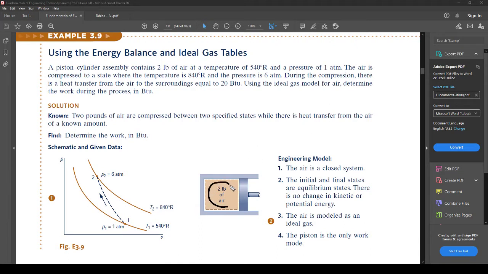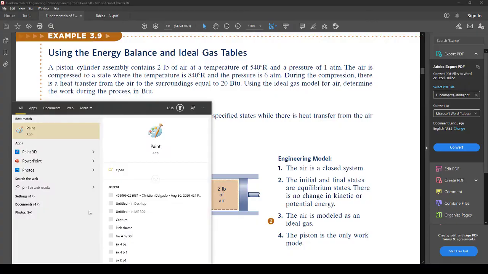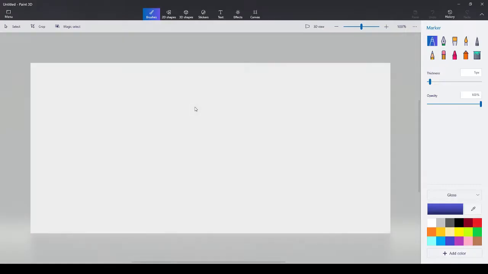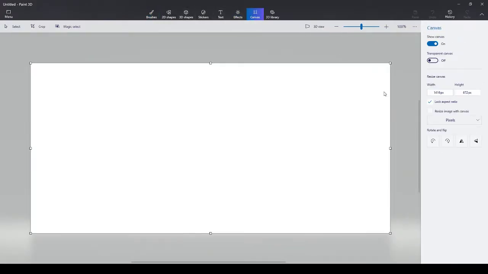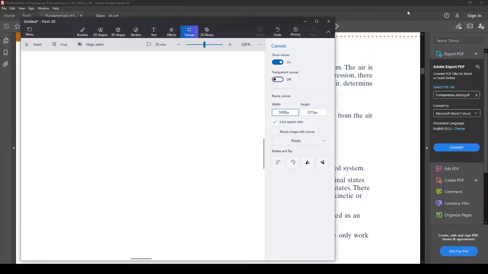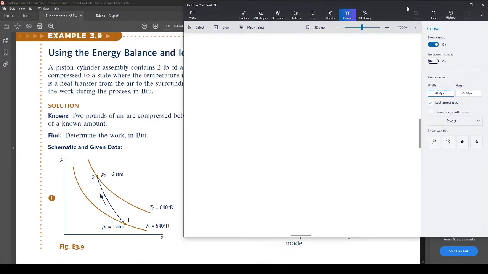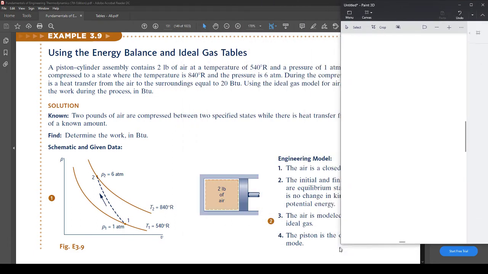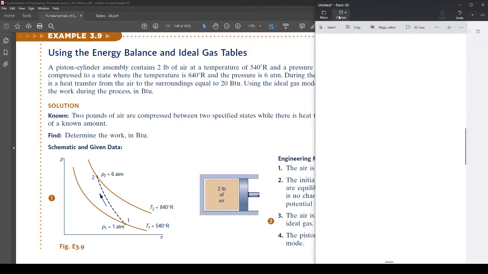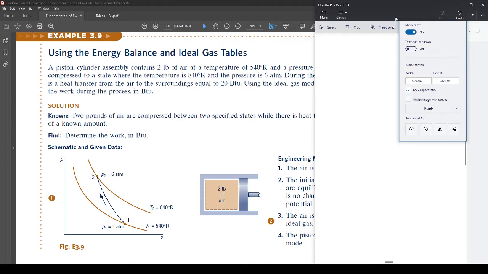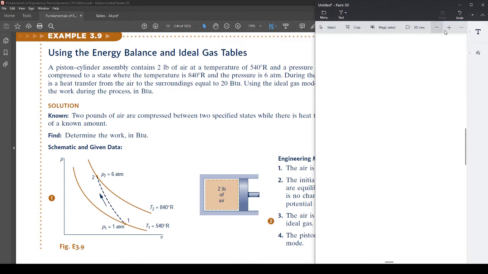So real fast, we're going to do a very simple question, but only this time, as you can see, we have air here, 2 pounds of air. We're going to get Paint 3D up, and this won't take very long because this question is very, very short. So should be very quick. Okay, I've got my text tool.